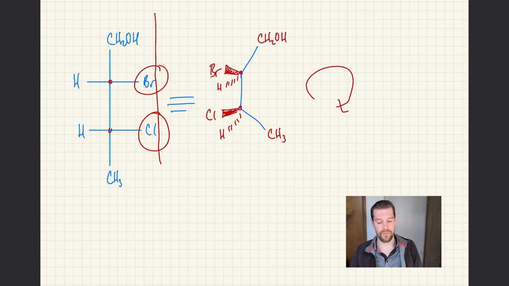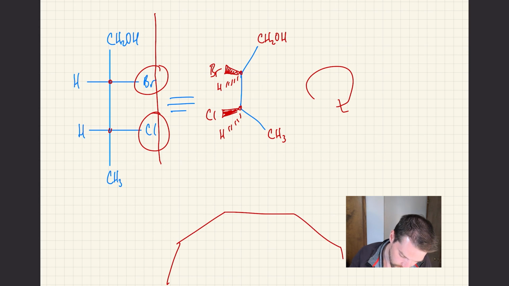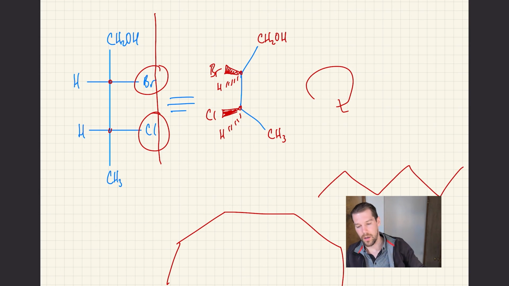I think it's a lot easier to go from Fischer to perspective than it is to go from perspective to Fischer, because sometimes when you're working with perspective, you have to flip some of those bonds so that your backbone looks like this rather than this, okay? All right, that's the end of this video.